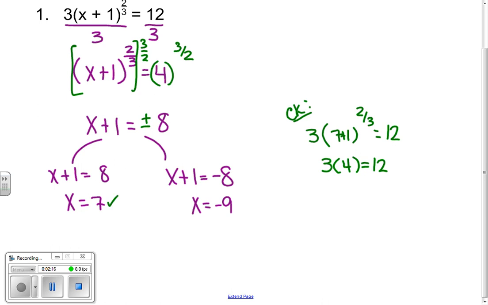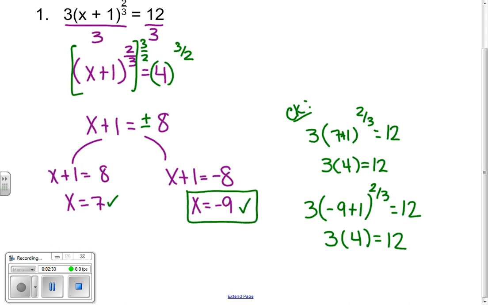Check the negative 9 as well. 3 times negative 9 plus 1 to the 2/3 should equal 12. Negative 9 plus 1 is negative 8, and negative 8 to the 2/3 is actually a positive 4 as well. Again, check your calculator if you need to, but that one checks too. So we get both are good solutions.